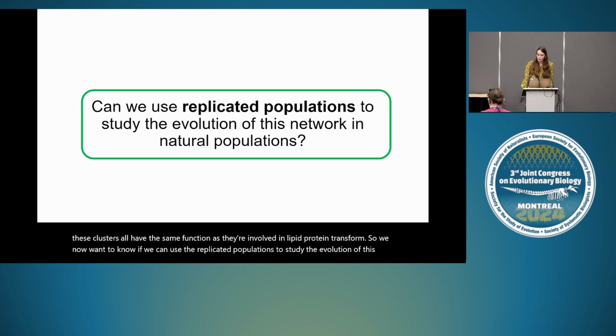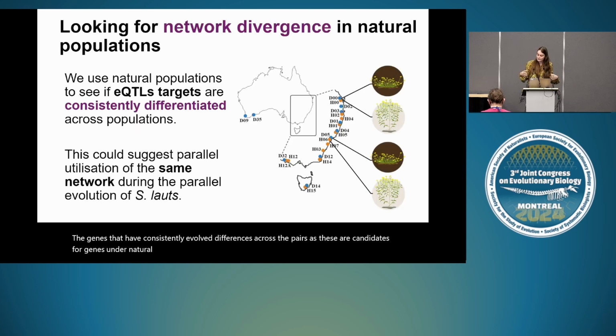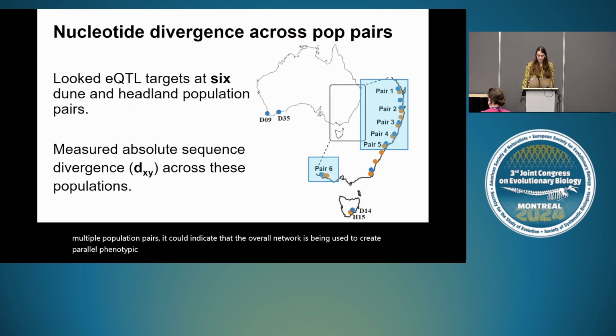So we now want to know if we can use the replicated populations to study the evolution of this network. One aspect of this is if the genes in one population pair are divergent in other population pairs. So we want to find the genes that have consistently evolved differences across the pairs, as these are candidates for genes under natural selection. So we want to see if there's sequence divergence across the natural population to find parallelism at the network level. If the eQTLs are identified across multiple population pairs, it could indicate that the overall network is being used to create parallel phenotypic differences.